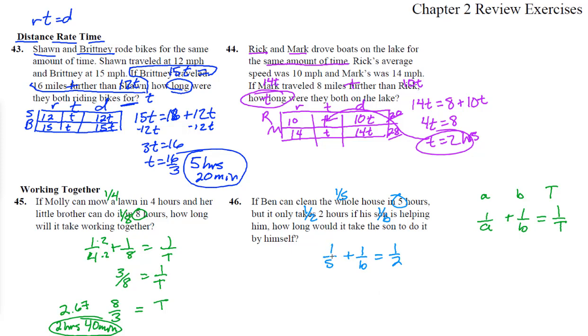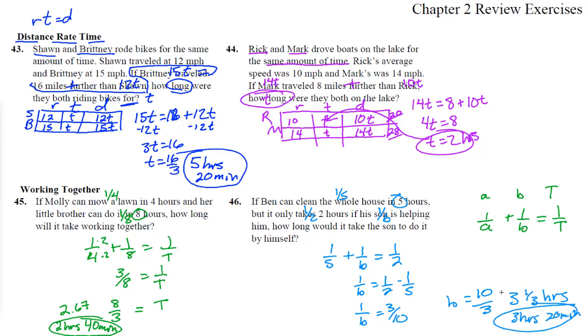He can do 1/5 of it every hour, and together with his son, 1 over B gives them 1/2 of it every hour. So subtract 1/5 from both sides. 1 over B equals 1/2 minus 1/5. That's 5/10 minus 2/10, which is 3/10. Flip it back over. B equals 10/3. That's 3 1/3 hours if his son is working alone, or 3.333, or 3 hours and 20 minutes. Excellent.